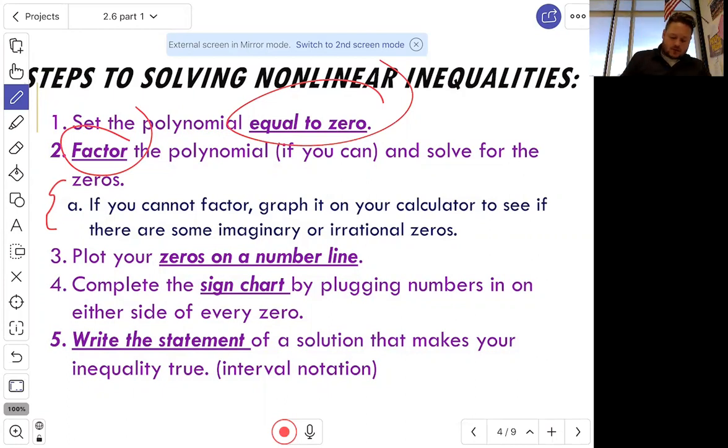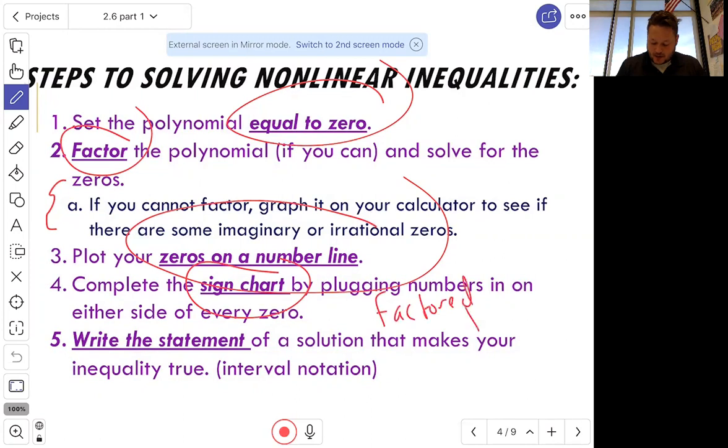Then we need to plot our zeros on a number line. Then we need to complete our sign chart by plugging numbers into the different spots. Now this, I will say, is extremely important. When you plug in numbers for your sign chart, make sure you are plugging into the factored form of your polynomial. If you don't do that, you're going to run into some troubles. I know personally I've made that mistake before, so I wanted to highlight that. And then lastly, we need to write our statement of solutions. Obviously, that needs to be in interval notation.